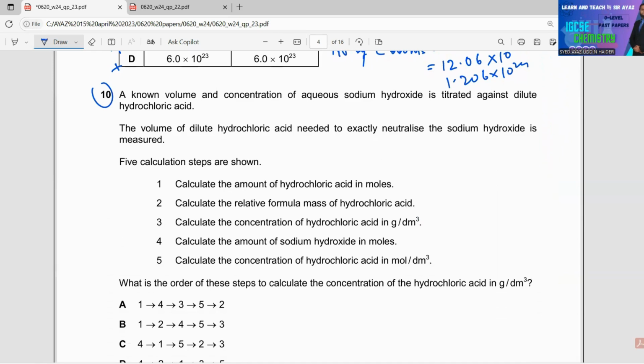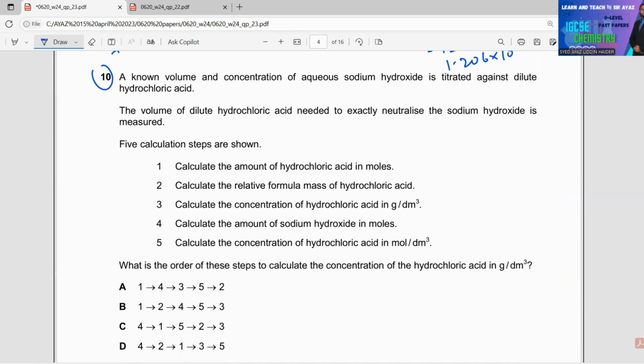A known volume and concentration of aqueous sodium hydroxide is titrated against dilute hydrochloric acid. The volume of dilute hydrochloric acid needed to exactly neutralize the sodium hydroxide is measured. Five calculation steps are shown. What is the order of these steps to calculate the concentration of the hydrochloric acid in gram per decimeter cube?